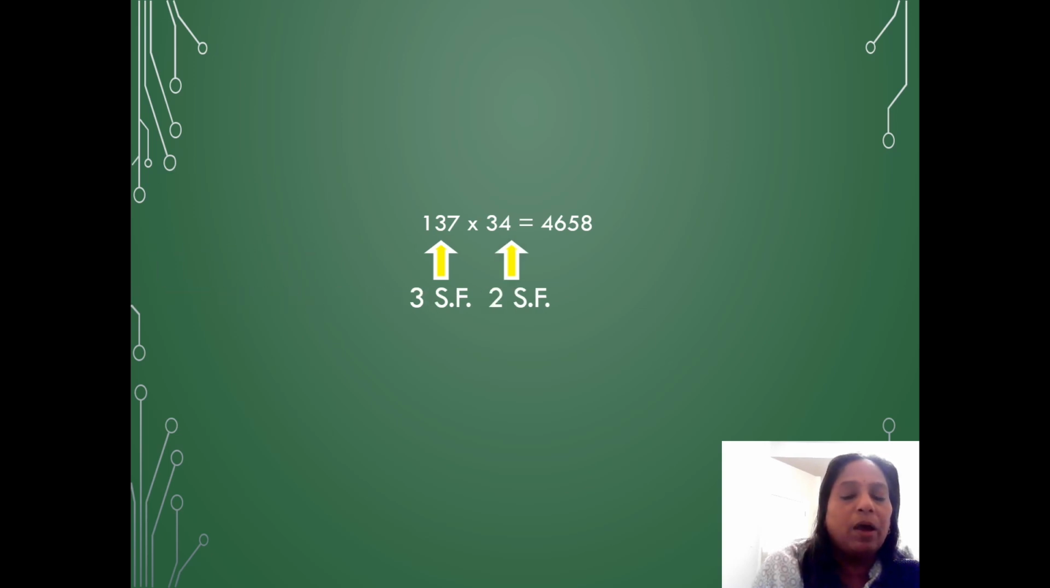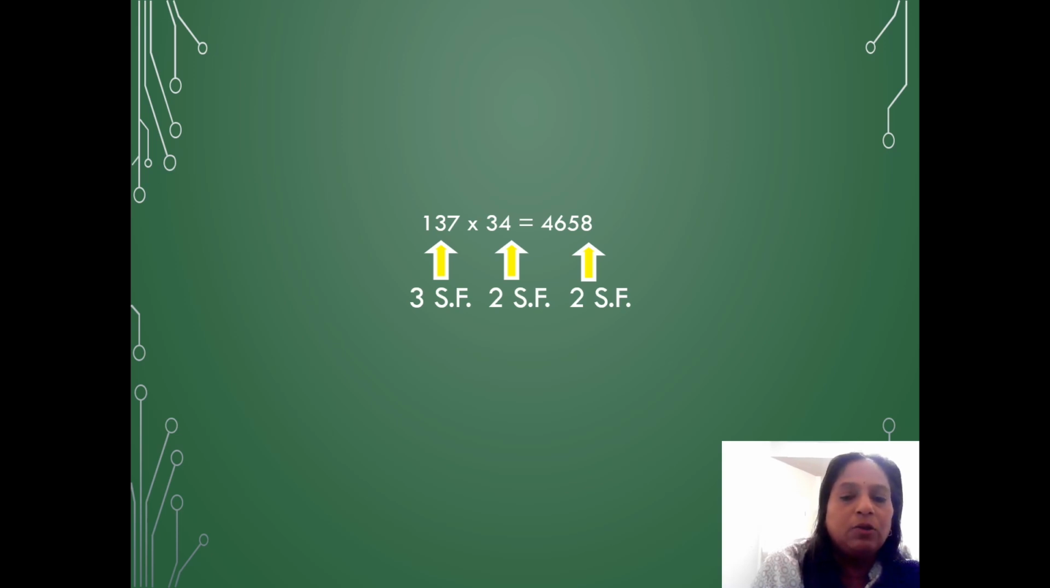Let's take the first example. 137 times 34. My answer is 4658. Now I need to report this answer with the correct number of significant figures. 137 has 3 sigfigs, 34 has 2 sigfigs. So my answer should have only 2 sigfigs, because in this calculation the number with least number of significant figures is 34, which has only 2 significant figures.